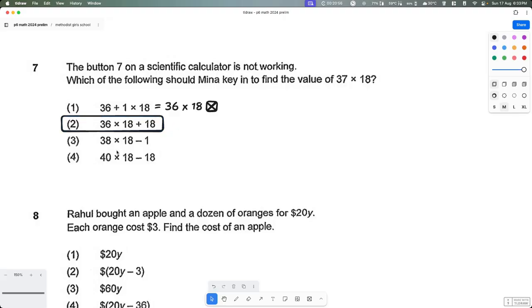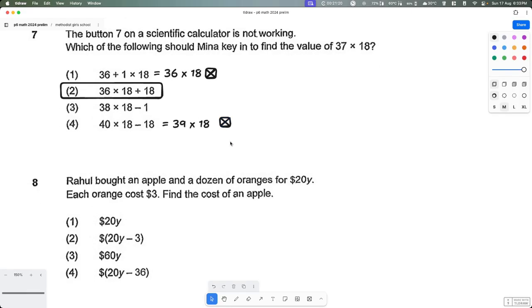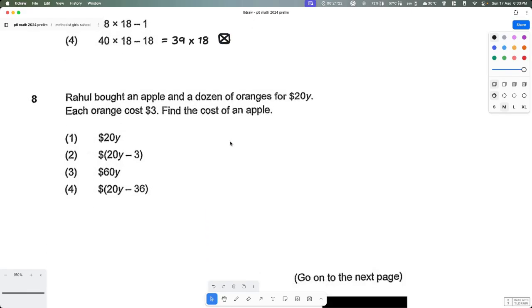So this one, 38 times 18 minus 1, is not right. And 40 times 18 minus 18 is the same as 39 times 18, which is also wrong. So this one, 38 minus 18 minus 1, is not right either. Yeah, so this is the same. Hopefully it makes sense. Okay, let's move on to question 8.